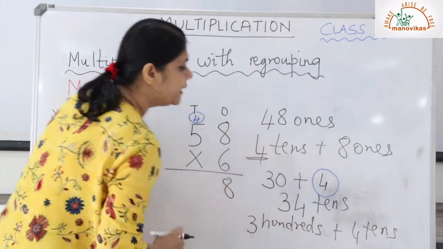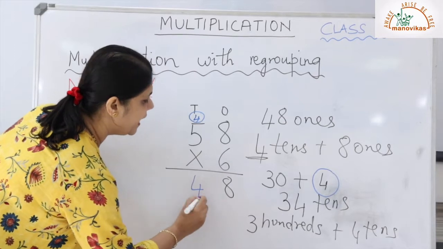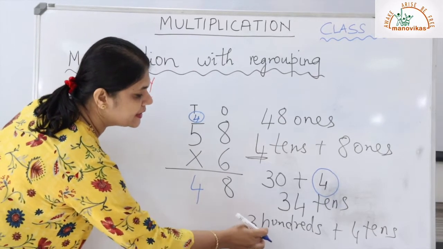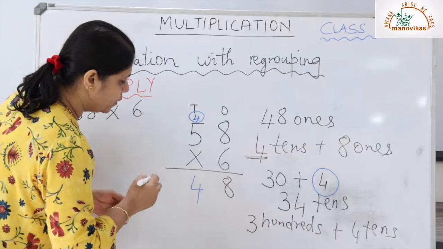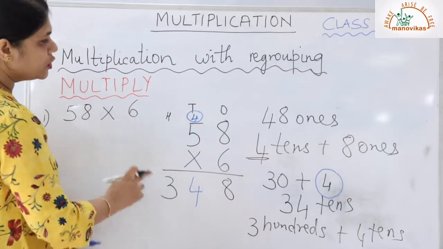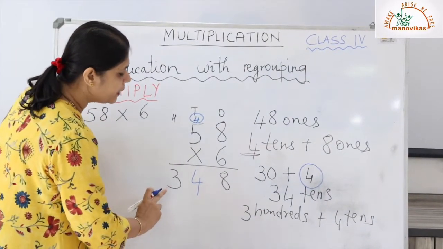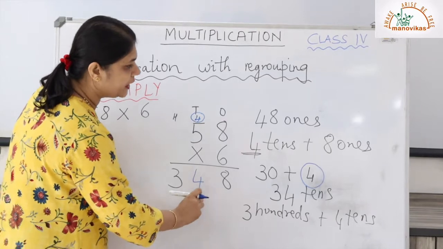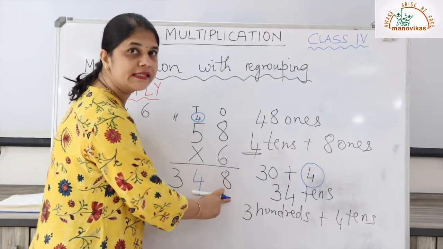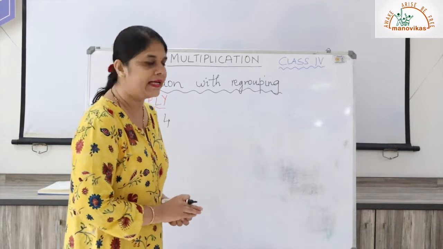So what will you write in the tens place here? You will write 4 in the tens place, and this hundreds, that is 3, will be carried over to the next hundreds place. So 58 multiplied by 6. What answer did you get? 348. Am I correct? Please cross check your answers, children. Now we will see the second example.